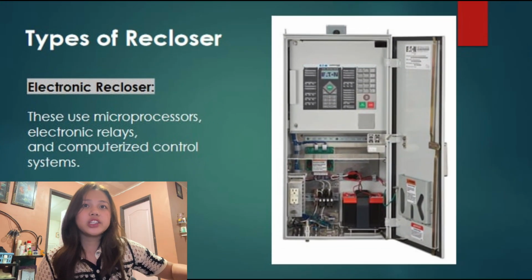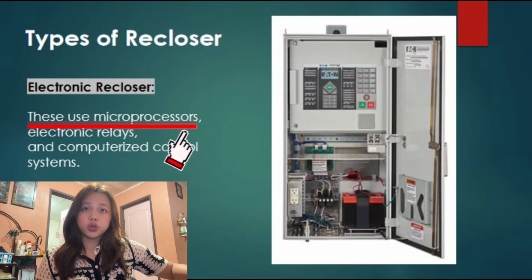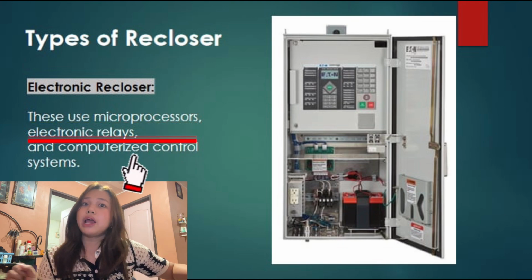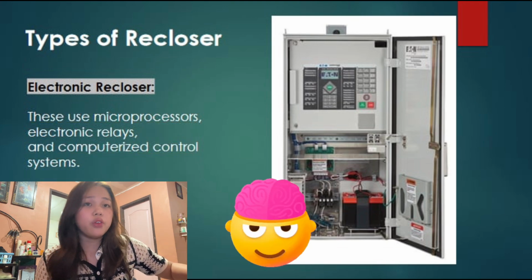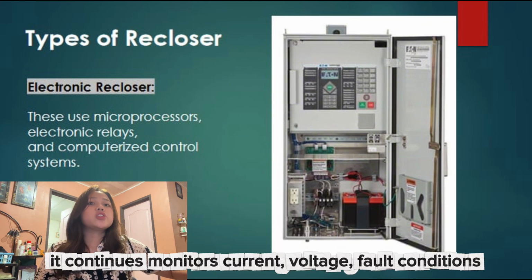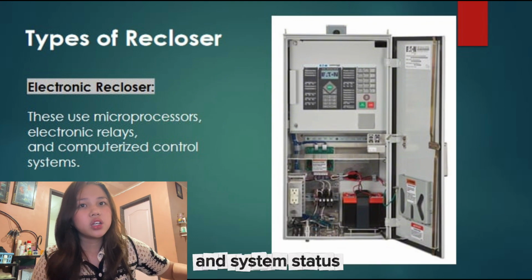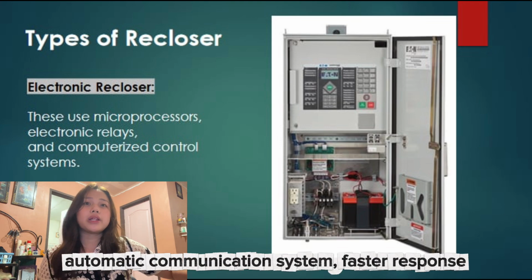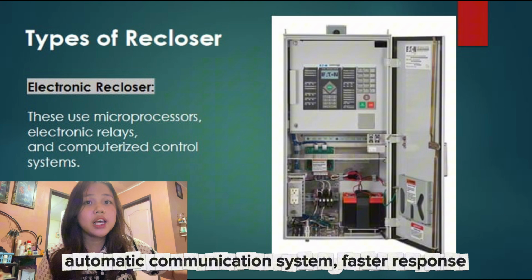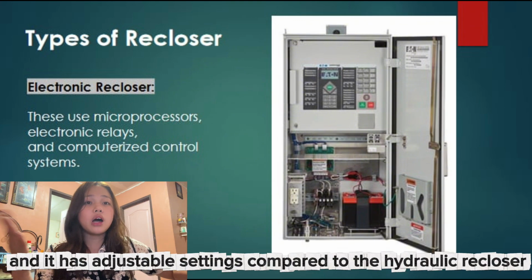And finally, electronic recloser, smart, digital, and more advanced. This recloser uses microprocessors, electronic relays, and computerized control system. Think of the microprocessor as the brain of the recloser, and it continuously monitors current, voltage, fault condition, and system status. Meaning, it remotes monitoring, smart fault analysis, automatic communication system, faster response, and it has adjustable settings compared to the hydraulic recloser.